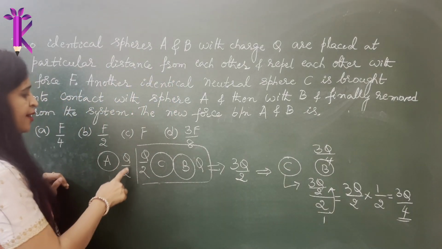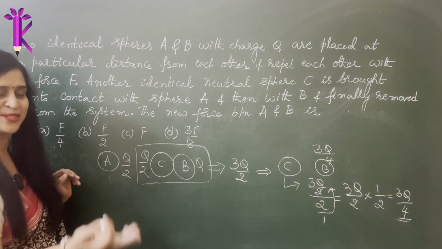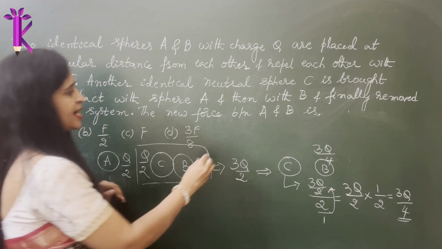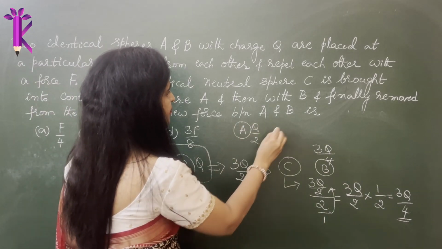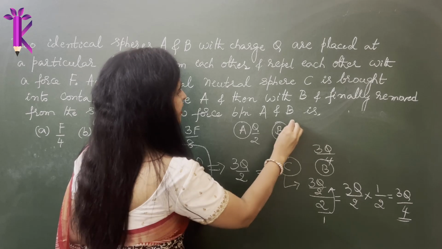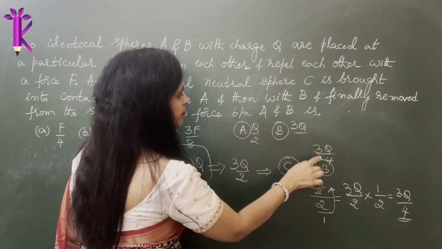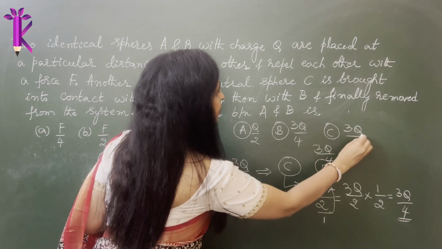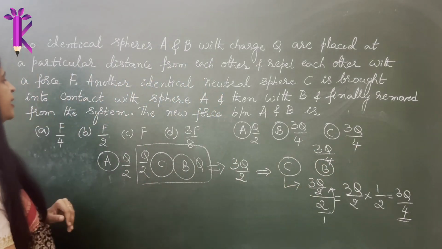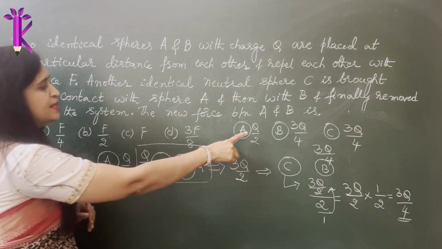The charge on A was Q divided by 2. So these are the charges. Let's write the charges. On A, it is Q divided by 2. On B, it is now 3Q divided by 4. What is it on C? C also is 3Q divided by 4. What are we supposed to find out? We are supposed to find out the new force between A and B.